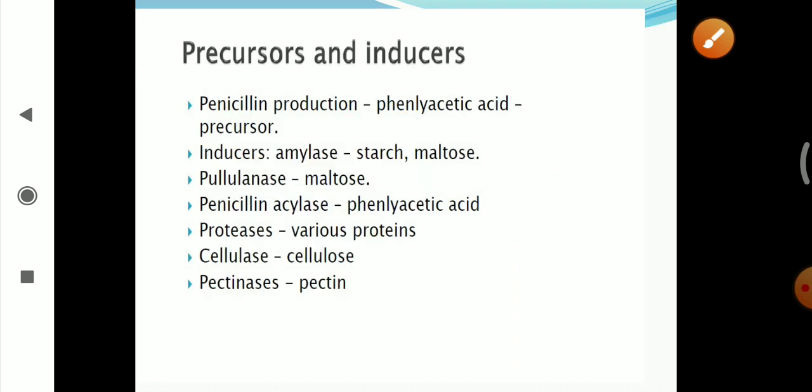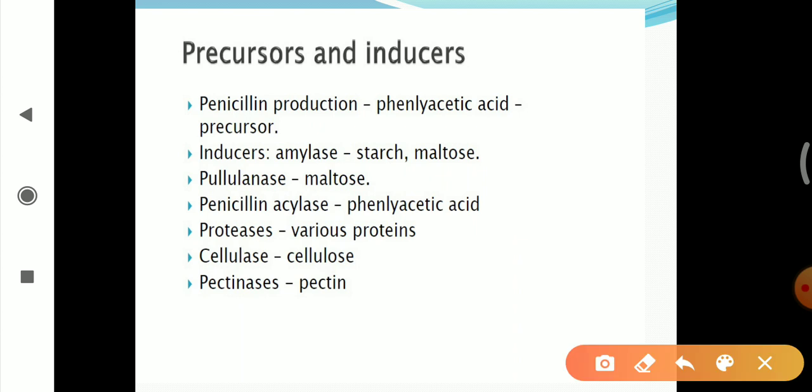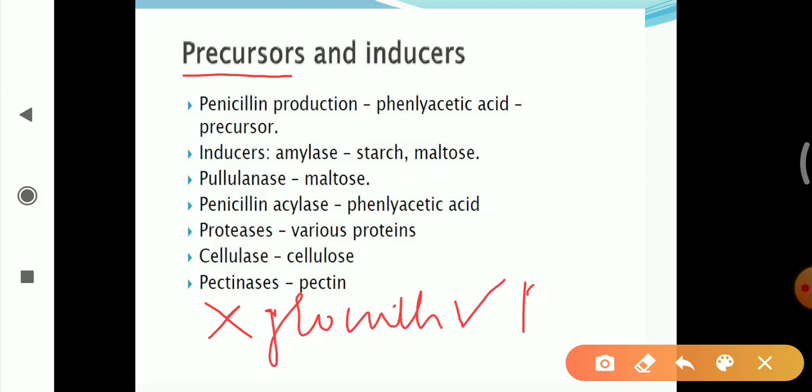Now we will move to the precursor and inducers. A precursor is not used for growth, but it is used for product production, or we can say product formation.